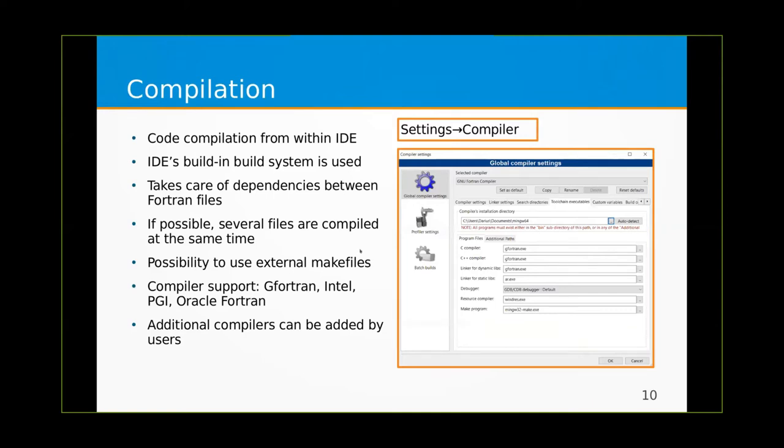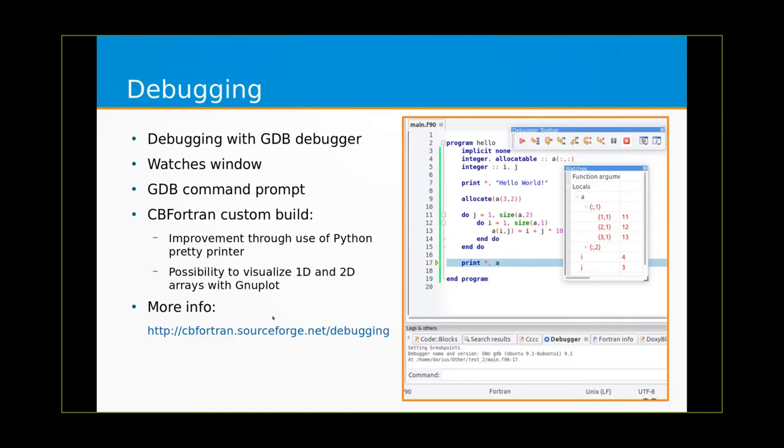In Code::Blocks, we can compile Fortran code directly. It uses the GFortran compiler or some other commercial compiler, and the user can add their own compiler if they like. Compilers are described in separate text files. It's possible to use a debugger from Code::Blocks. It uses the GDB debugger, and my custom build adds some customization for Fortran. It adds a Python 3D printer and additionally adds the possibility to visualize 1D and 2D arrays with GNUplot. More information you can find here.